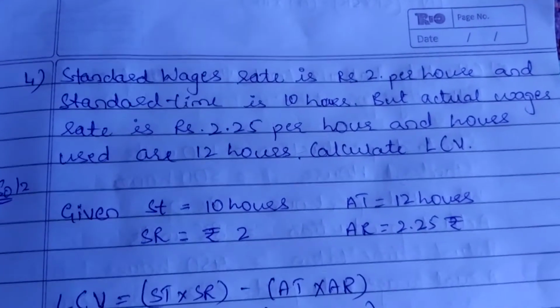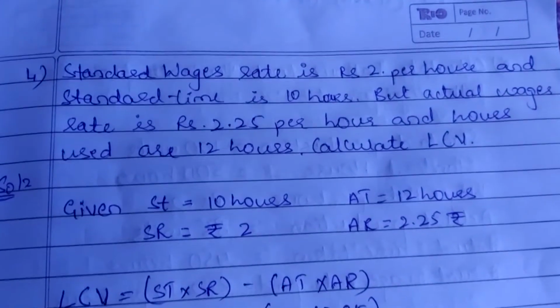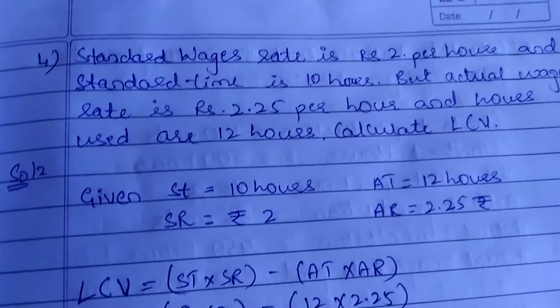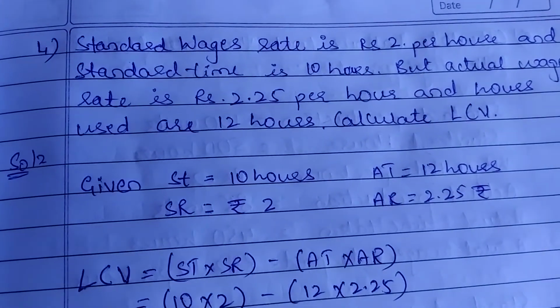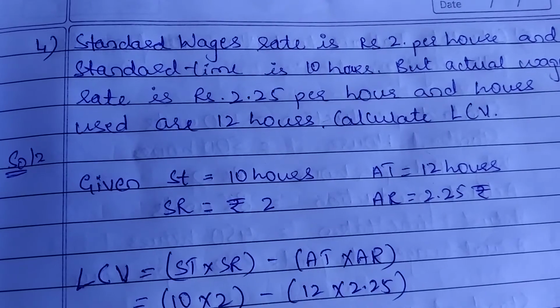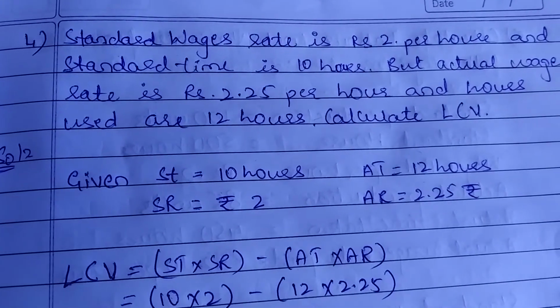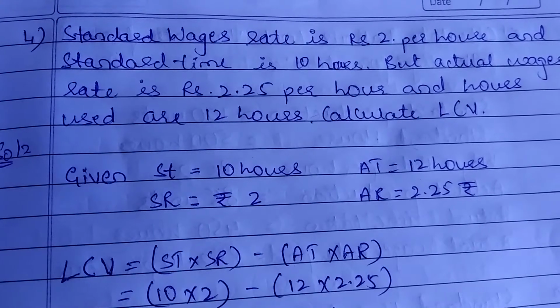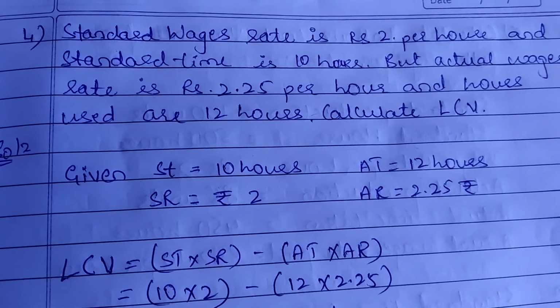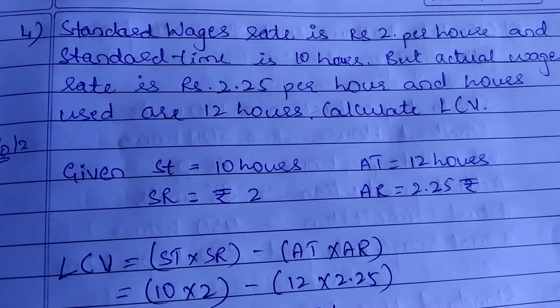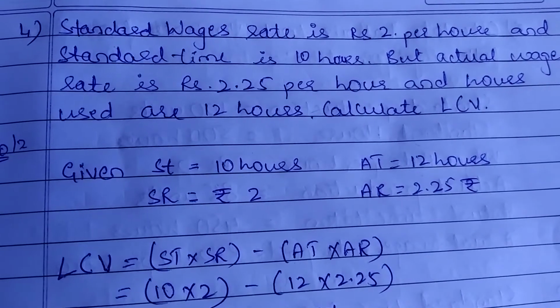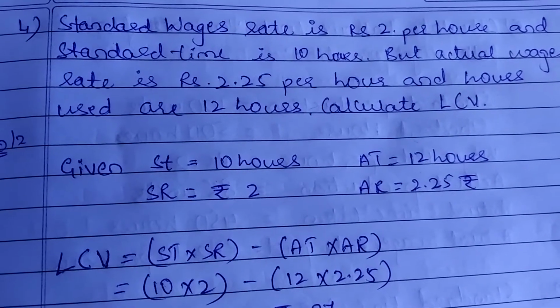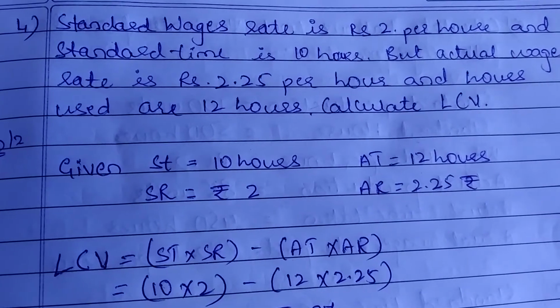Hello everyone. Today we'll go for the same labor variance problem. Here they have given the information statement-wise: the standard wage rate is rupees 2 per hour and the standard time is 10 hours, but the actual wage rate is rupees 2.25 per hour and the hours used are 12 hours. Calculate labor cost variance.